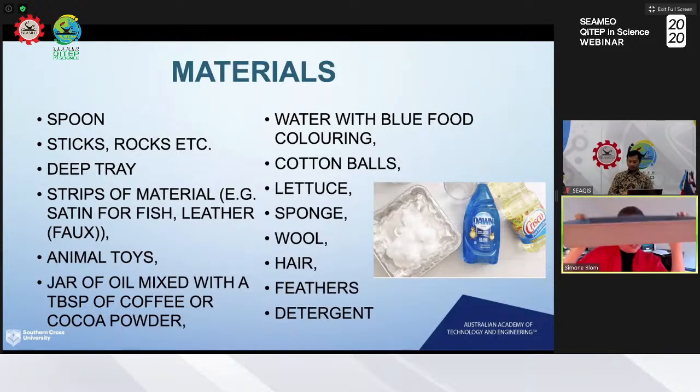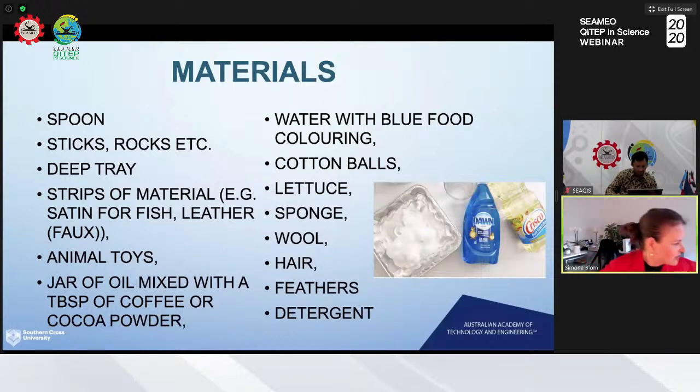It's just a plastic tray. You might put some fake animals and plastic things in there, and then just put in some water. And then you can actually mix your water with cocoa or coffee. Mix some oil with cocoa or coffee. So just get some normal vegetable oil, mix it with cocoa or coffee, and it makes it black or brown. And then when you pour it into your container, you can actually see it's like an oil slick.